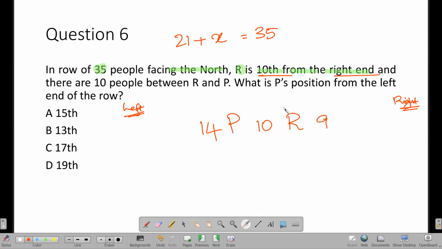The question is, what is P's position from the left end of the row? So this is the left end of the row. P is 15th, 14th plus 1, 15th from the left end of the row. So you should mark option A, 15 as the answer. We can see that P will be the 15th person from the left end of the row. All right. Let's go to the next question now.